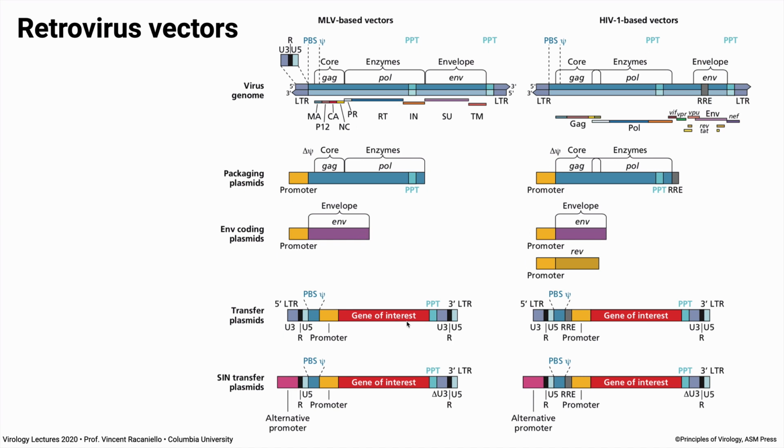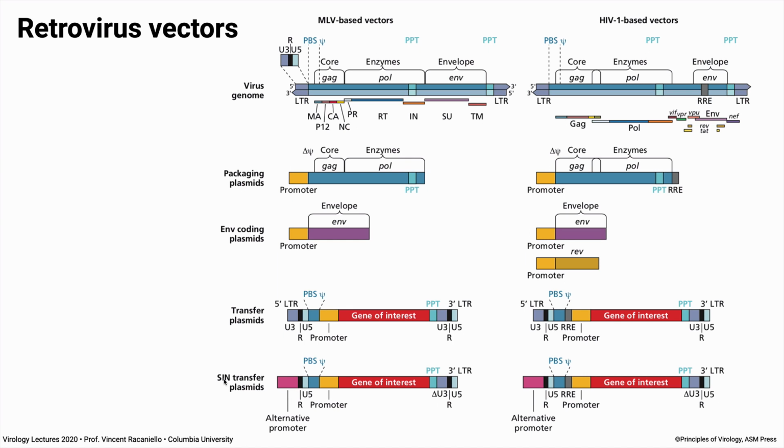And then you have transfer plasmids where you would put your gene of interest in. You would have here in red your gene of interest, and you have LTRs and a promoter. It could be a different promoter. It doesn't have to be the LTR-based promoter. And this will deliver your gene. And I'll show you how to get these all in a particle in a minute.